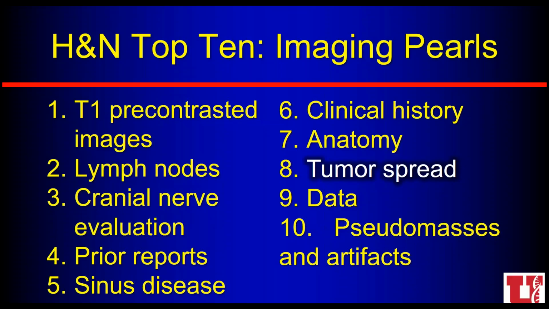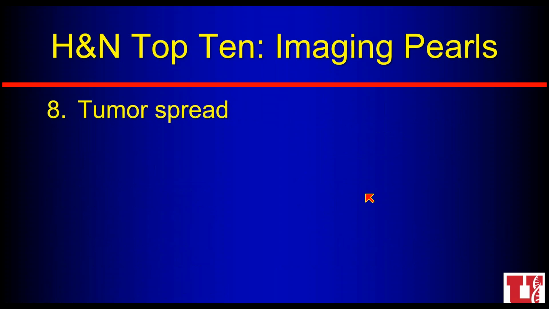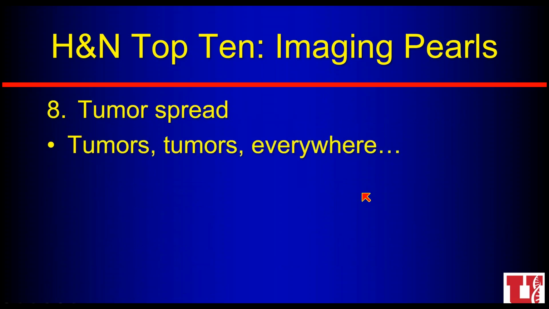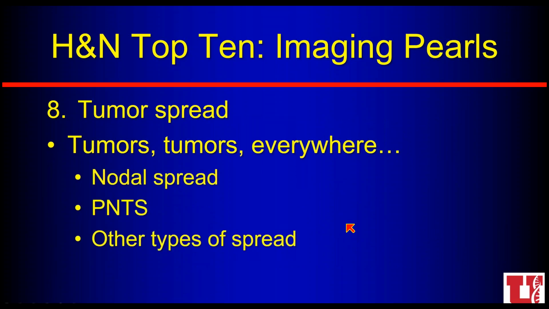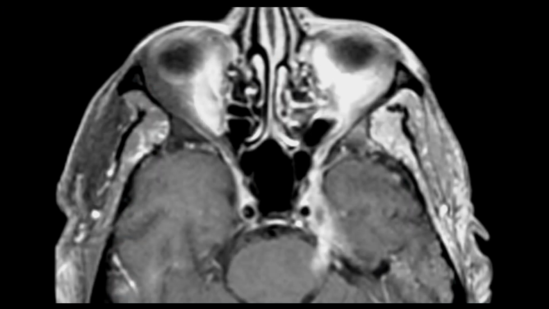Now, to finish up our last couple of areas, next we have tumor spread. So we want to remember that there's lots of different types of tumor spread, but it's not just perineural tumor spread that we talk about. There are other types of disease, and perineural tumor spread is one of the big things for us in the head and neck world and head and neck anatomy.